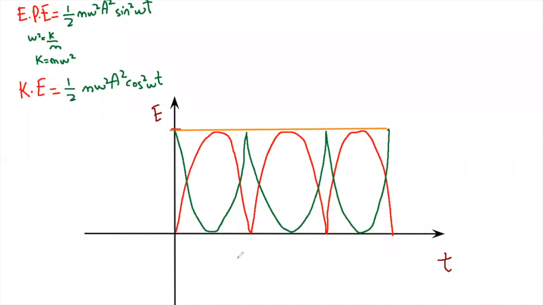Okay, that's right. The green one is kinetic energy. The green one is KE, and the red one is EPE. And the orange one, this is our total energy. This is the total energy, ET. We're going to talk about it really soon.